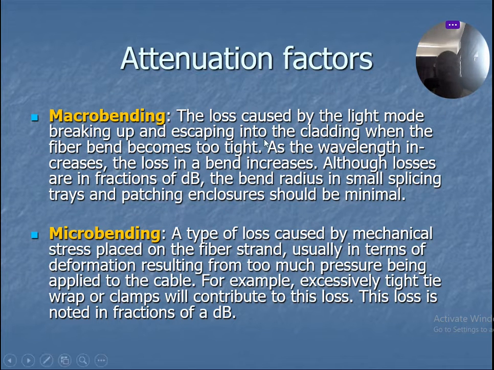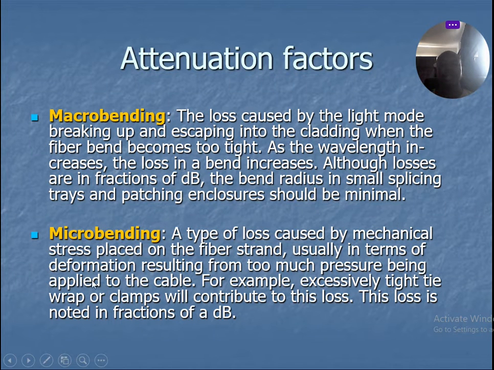Okay, then the number 4 factor that is limiting the signal propagation in optical fiber, or that is causing attenuation, is called macrobending. You know, we have macrobending and microbending. Now this type of loss is caused by mechanical stress. Sometimes we stretch the cable too much, or we tighten it at both ends too much because we don't want it to be slack.